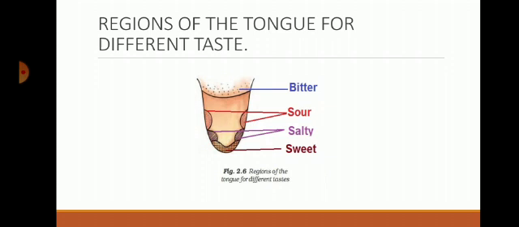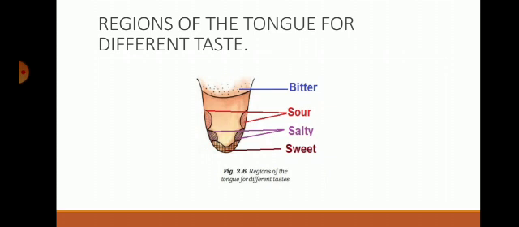Students, use a new toothpick each time. Observation: what do you observe? The taste of different solutions was felt in different areas of the tongue, as given. The first one, sugar solution: tip of the tongue. The common salt solution: sides of the tip of the tongue. You see that picture. Lemon juice: sides of the tongue. Juice of bitter gourd: back of the tongue.